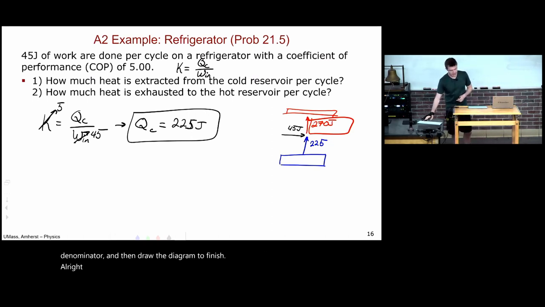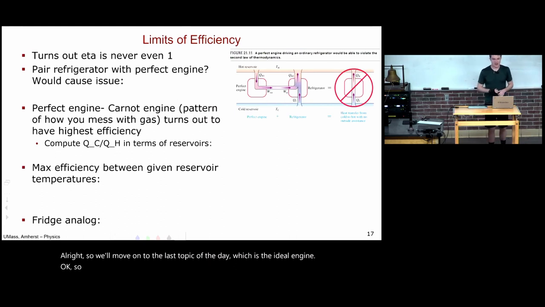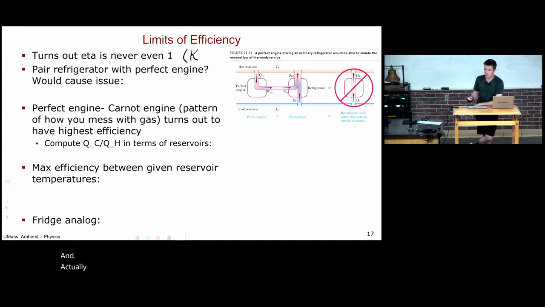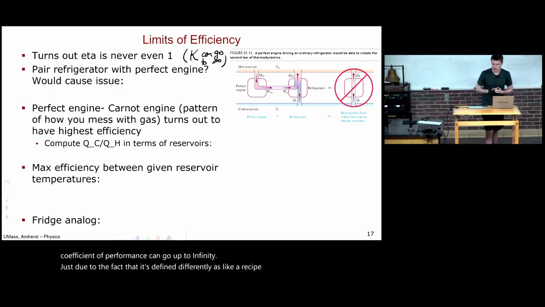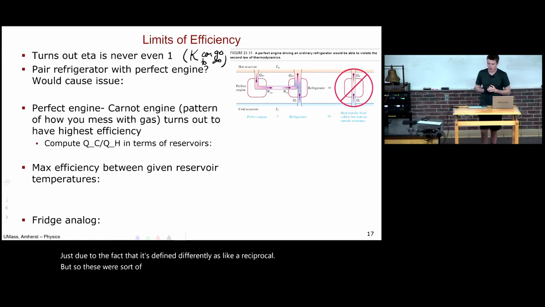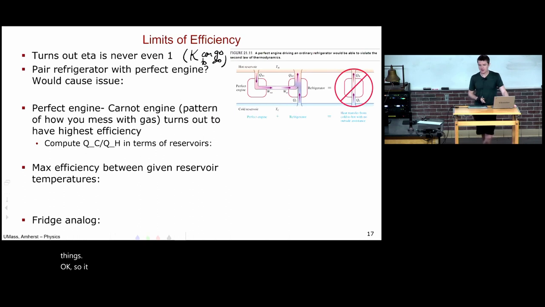All right, so we'll move on to the last topic of the day, which is the ideal engine. Okay, so a while ago we had eta can't ever be greater than one, and actually, I didn't tell you this, but kappa, or K, the coefficient of performance, can go up to infinity just due to the fact that it's defined differently, like a reciprocal. But these were sort of weird limits we had. It turns out there are even stronger constraints. The situation's even worse for the efficiency of these things. Eta is going to be less than like 0.9 or 0.7. You can't even get close to one.